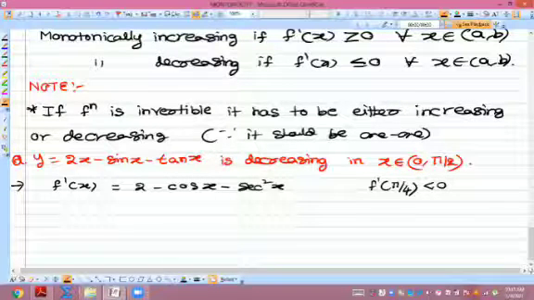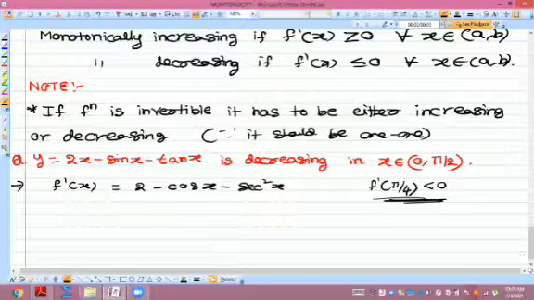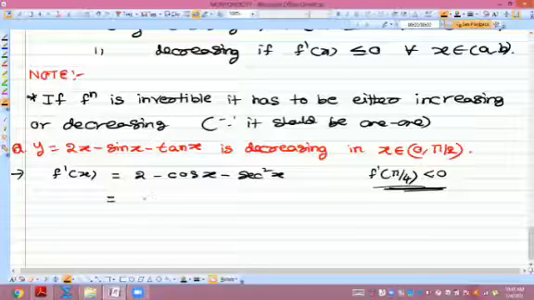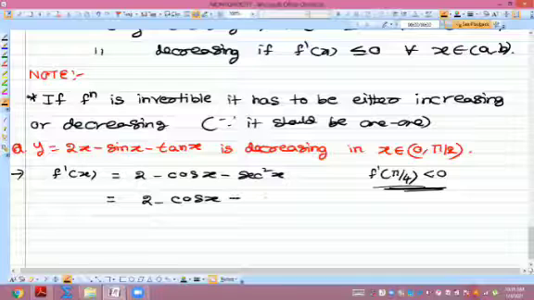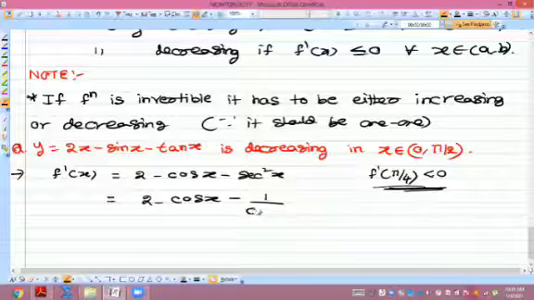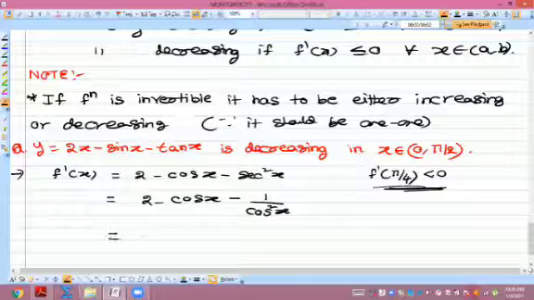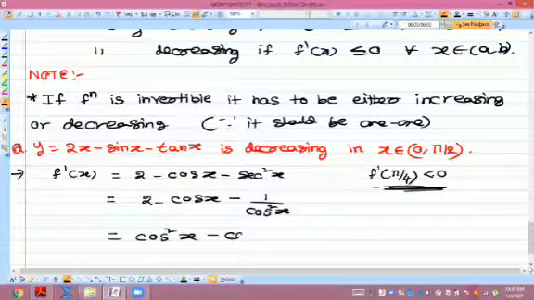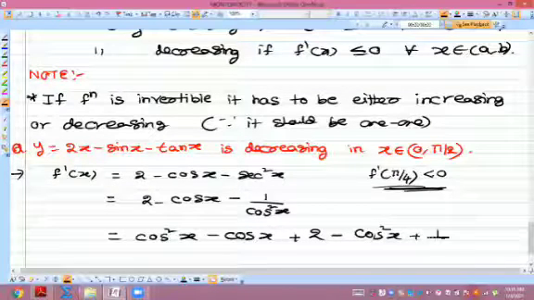Yes, sir, I did that only. Is it correct now? So when intervals are given, you can check in this way also. But if you do it exactly, this is 2 minus cos x. What is the secant square x value? Just I am elaborating it. It is 1 by cos square x only. Now what I will do is add cos square x. If I add it, that means I need to subtract.